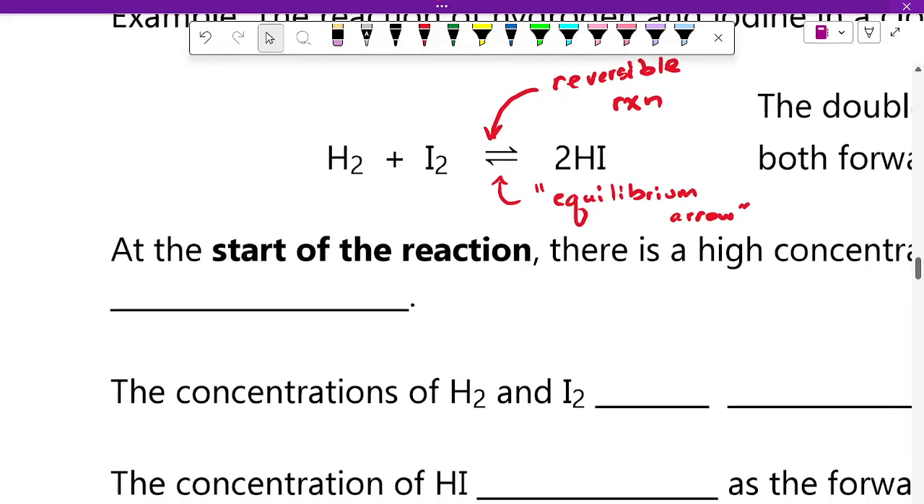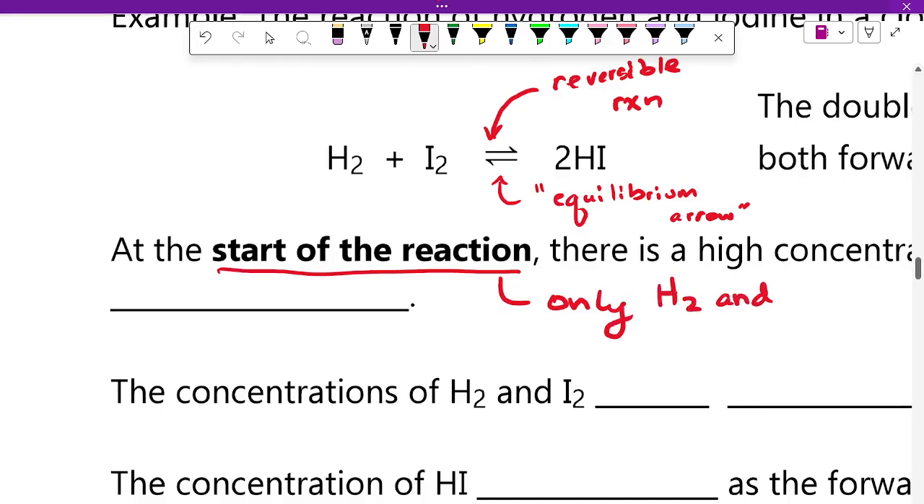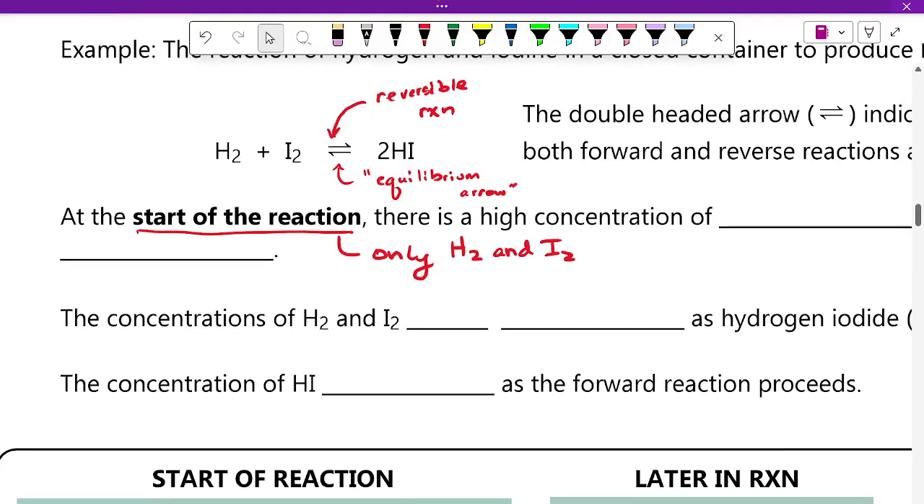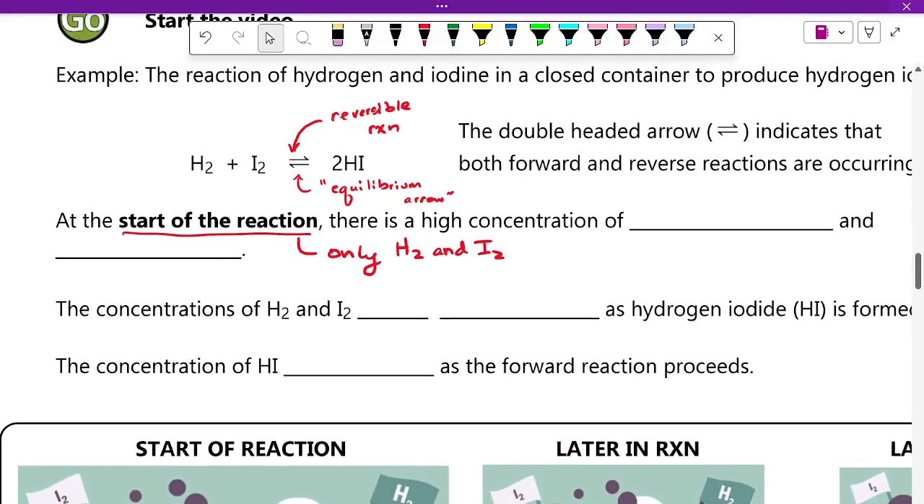At the start of the reaction, we have only H2 and I2. So there is a high concentration of hydrogen and iodine. Now, if I've got hydrogen and iodine, what will they do? They'll bash into each other and do what? They're going to react. What do they form?